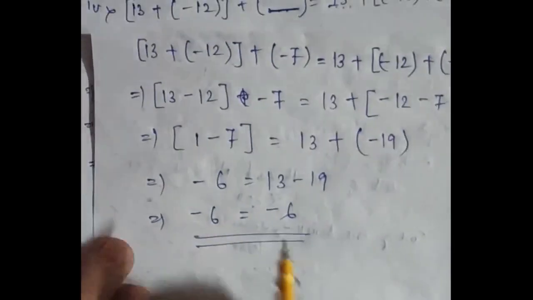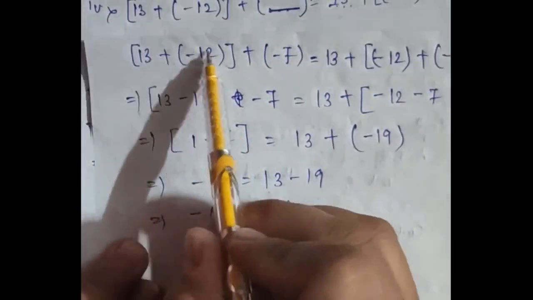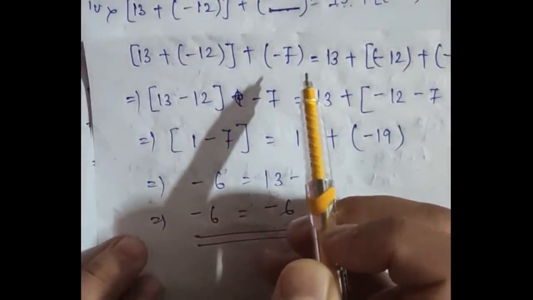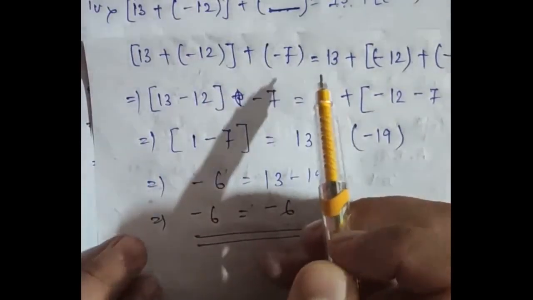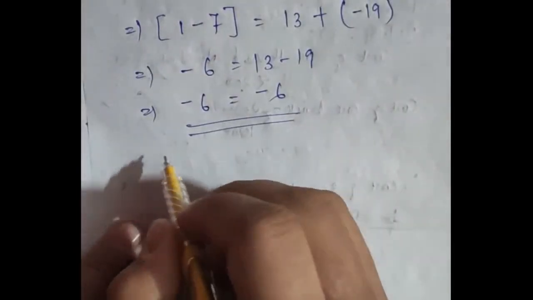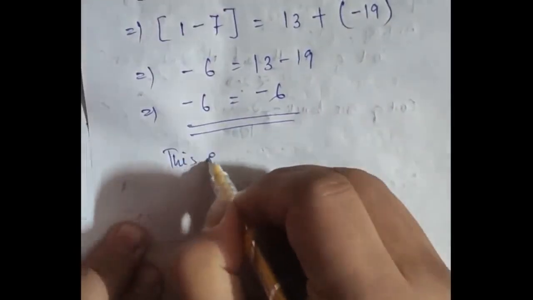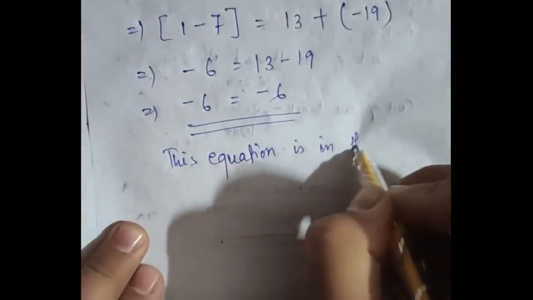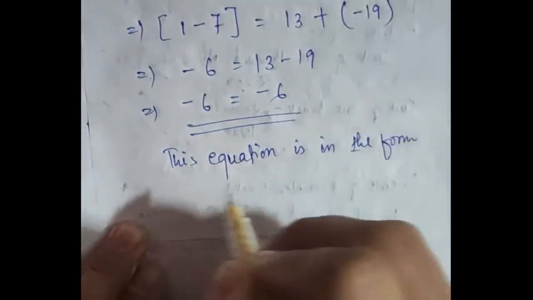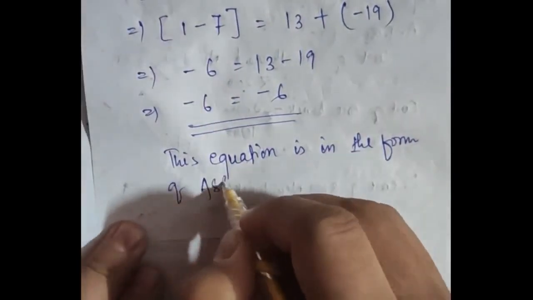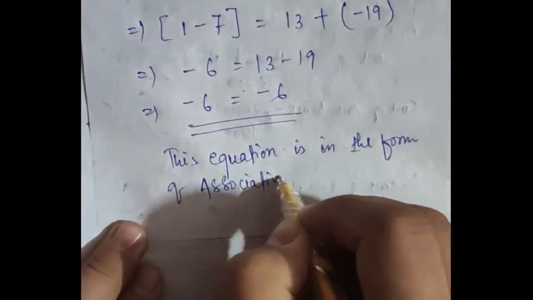Yes, of course. So remember, how many numbers are here? 1, 2, 3, more than 2. It should not be commutative, right? It is not additive identity also because no 0 is here. So it is only following which property? This equation is in the form of associative property. Absolutely correct. Associative.